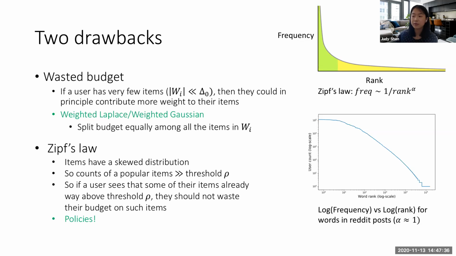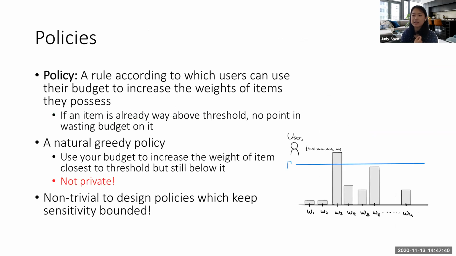And so this motivates the techniques in our work, where we think about smarter policies to allocate user budgets so we can get the biggest output set. When we say policy, we mean a rule according to which users can use their budget to increase weights of items that they possess. And if an item is way above the threshold, then there's no point in wasting any budget on it.